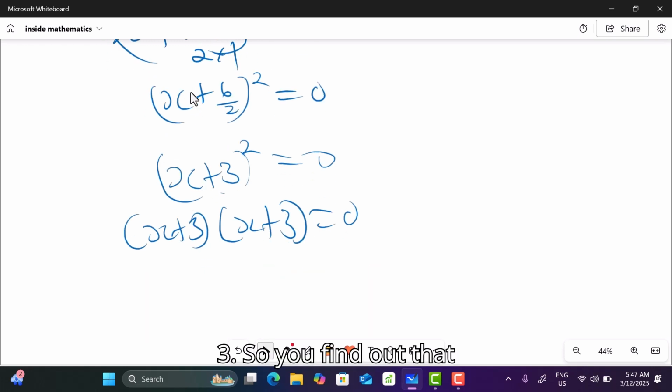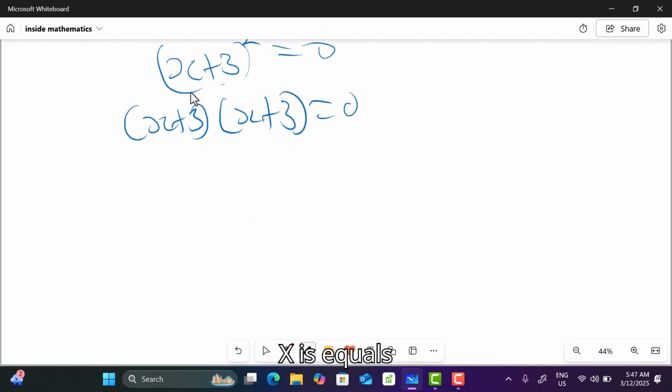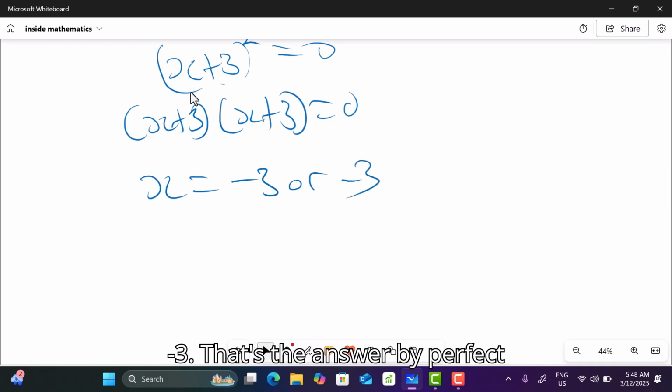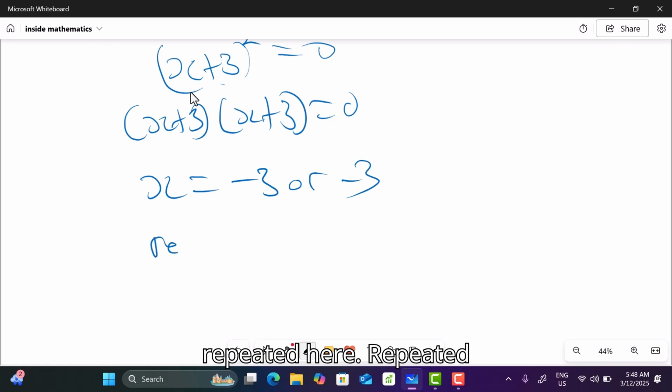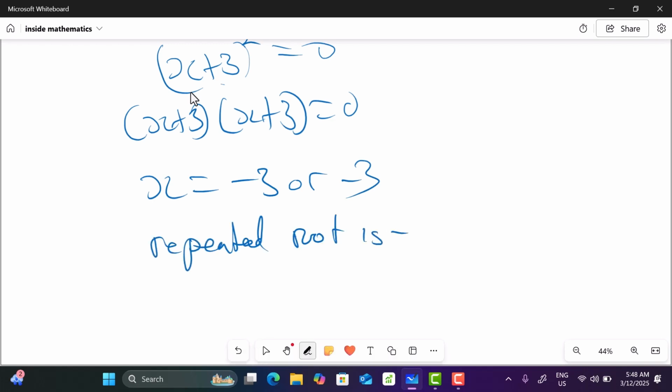So this is a perfect square of x plus 3, x plus 3. So you find out that x is equal to minus 3 or minus 3. That's the answer by perfect square. So the root is repeated here. Repeated root is minus 3.